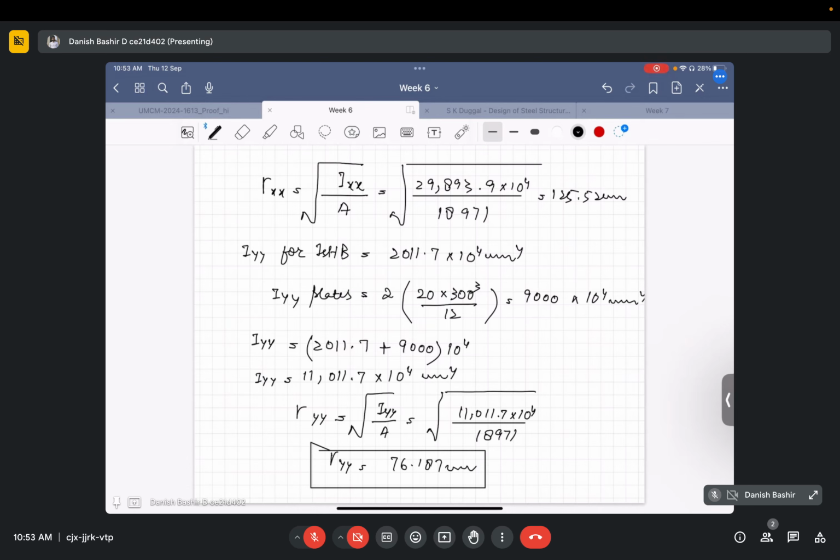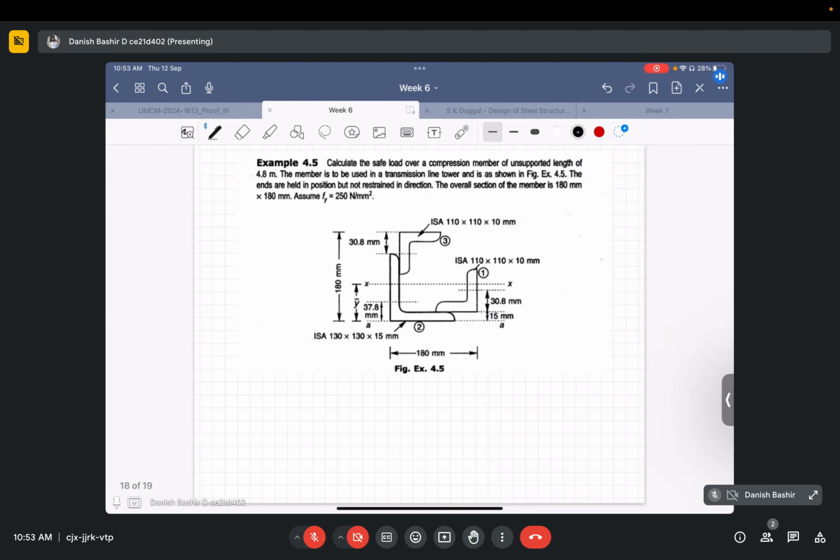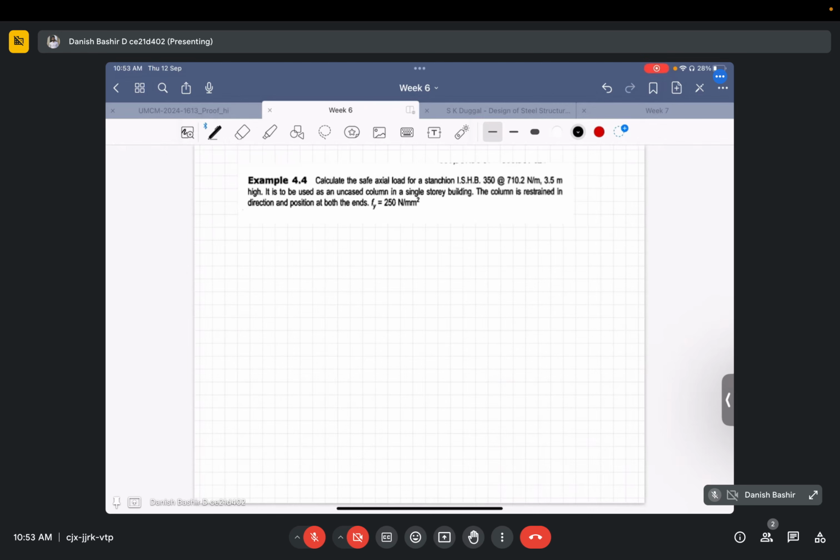Then we have one more example. We have to calculate the safe axial load for a stanchion ISHB 350 at the rate of 710.2 Newton per meter. It is 3.5 meter high. It is to be used as an uncased column in a single story building. The column is restrained in direction and position at both ends, and Fy is equal to 250 Newton per mm square. So let us follow this.